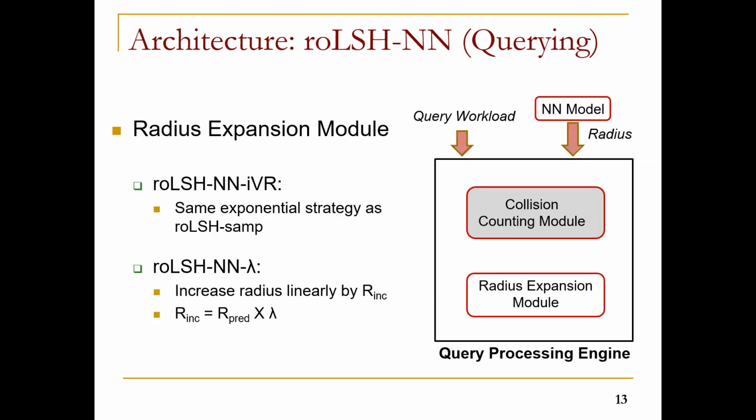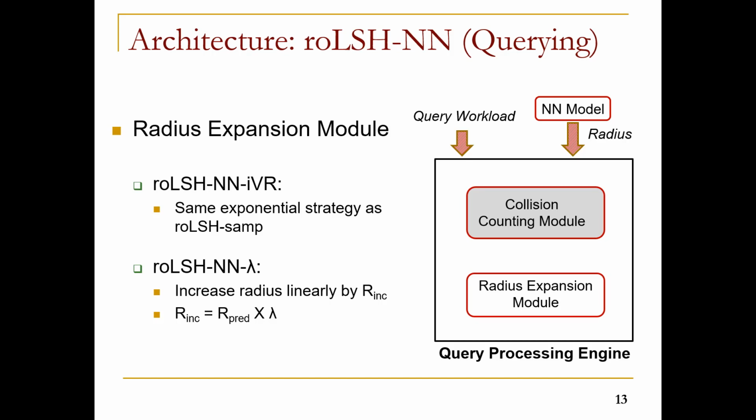In the query processing phase of roLSH-NN, the given query is inputted to the neural network model that was trained in the offline phase, and the neural network will output the predicted radius. Two cases will happen according to the predicted radius value. In case of overestimation, extra I/O and processing will be performed by the algorithm. However, we experimentally show that our method will still beat the other state-of-the-art methods because it doesn't overestimate the radius too much.